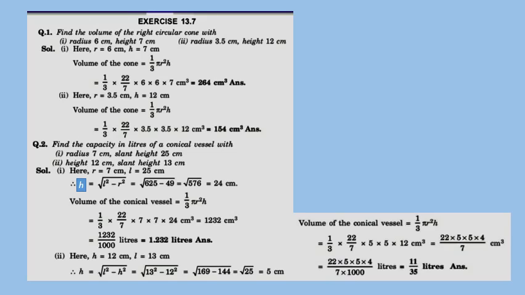So the volume of the conical vessel is 1/3 pi r square h. Substitute the values, calculate the answer. As it is in centimeter cube, to get liters we have to divide it by 1000. The same way we have to do the next one. Second question, to get the answer, 11/35 liter is the capacity of the conical vessel.